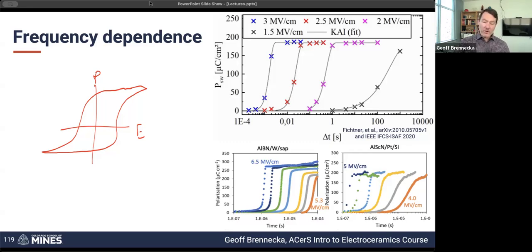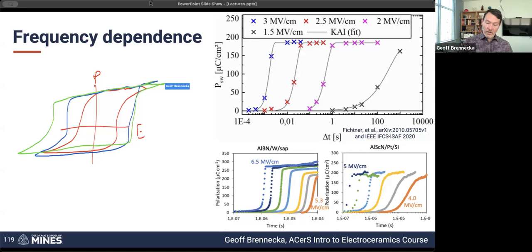So you'll notice there's no time axis on this polarization versus field hysteresis loop. There's no time axis on there, but we can understand what's going on by making these measurements at different frequencies. So let's say I go at a higher frequency, it's going to have a little bit higher coercive field because I have to push it harder to get it to switch. And if I go at another frequency, even faster, it's going to be a little bit higher.